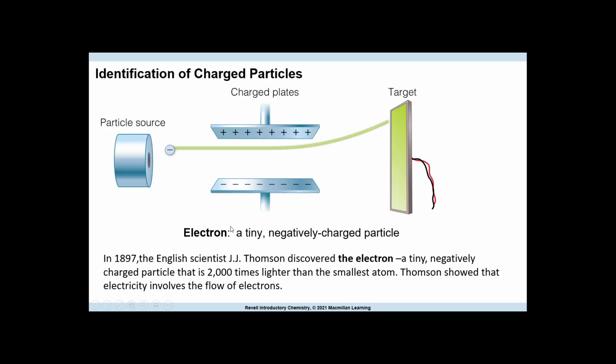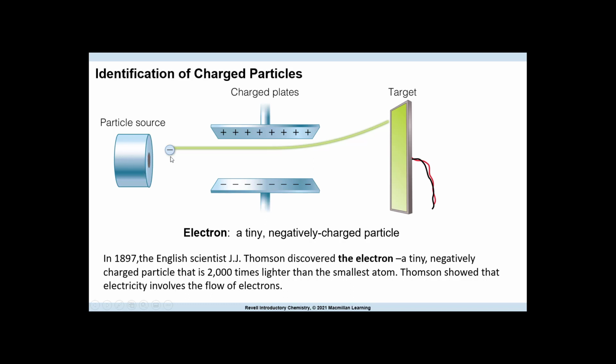Okay, so once charged particles were identified, they wanted to know how they interact with each other. So to learn, one way was to connect a battery to two plates. One plate was positively charged, so you see here the plus signs, and one was negatively charged. And particles were injected in between the plates.